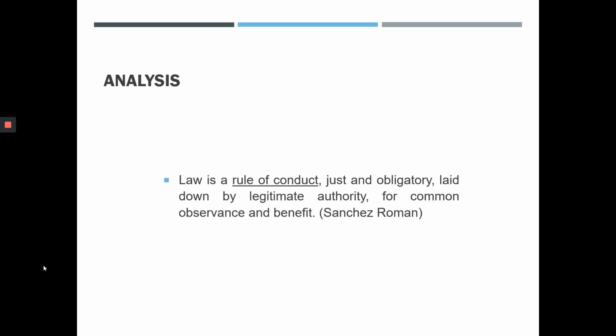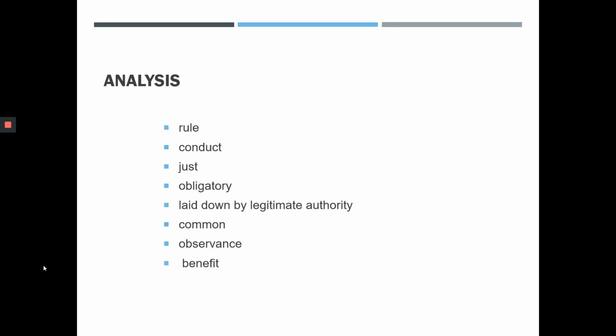Now, let us look at the words that compose the definition of law according to Sanchez-Roman. First, we have rule of conduct, just and obligatory, laid down by legitimate authority for common observance and benefit. Now, let us list down the words that made up the definition. We have rule, conduct, just, obligatory, laid down by legitimate authority, common, observance, benefit. Now, let us find the meanings of these words and this phrase listed here.